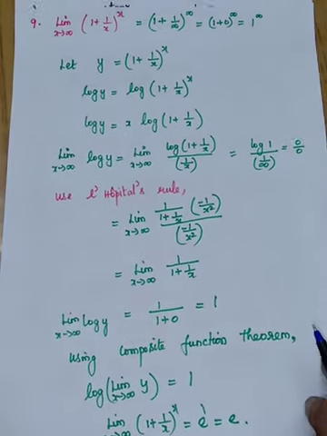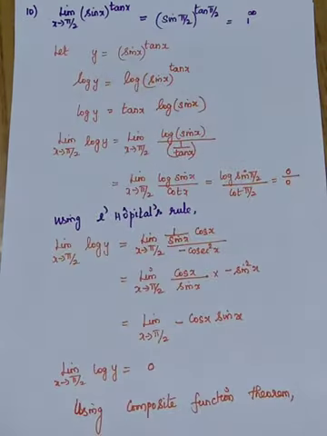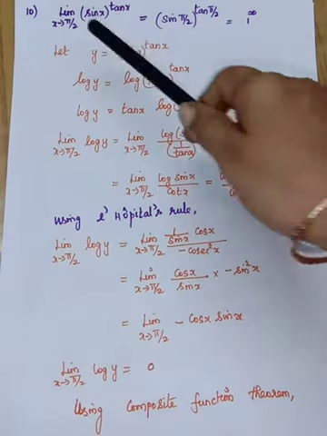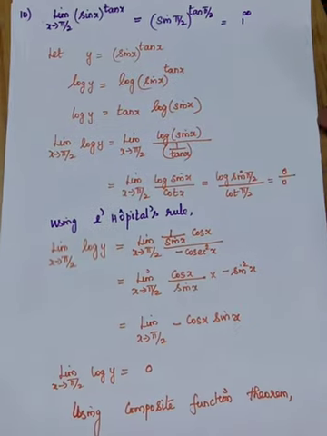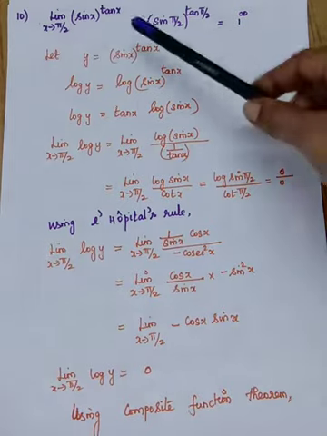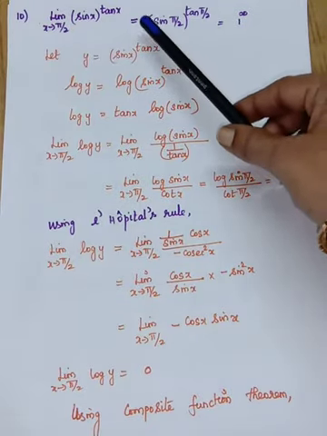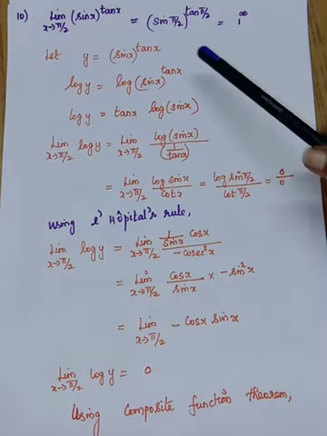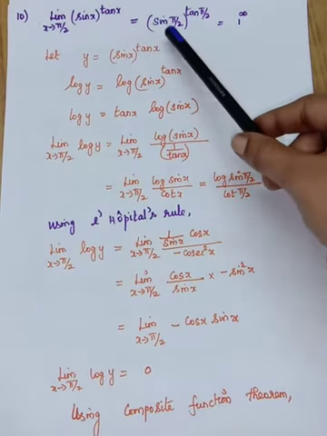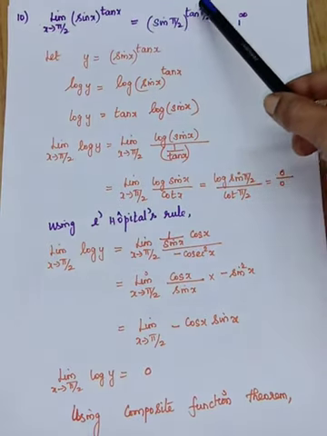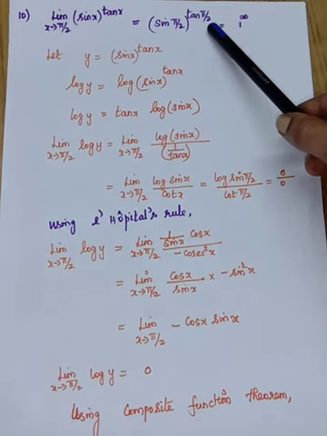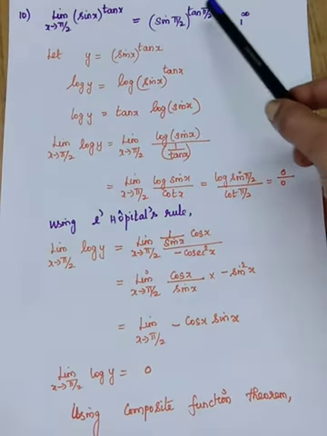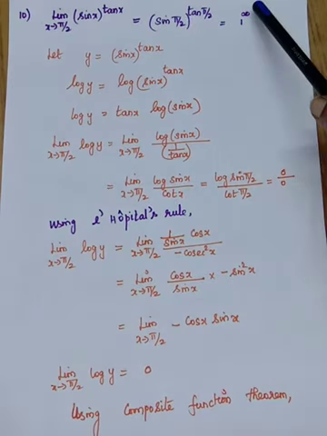Okay. So come to problem number 10. Limit x tends to pi by 2 of (sin x) to the power tan x is equal to. We have to find the answer for this. So first I am going to apply the limit. So it is sin pi by 2 to the power tan pi by 2. Sin pi by 2 is 1. Tan pi by 2 is infinity. So it is in the form of 1 to the power infinity.